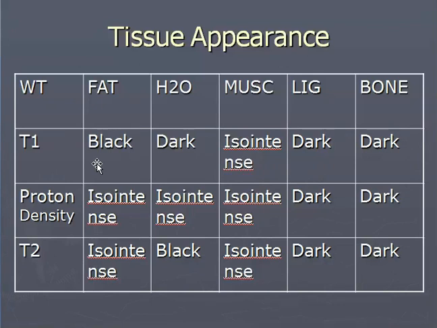Now we come to the T2 weighted image, in which fat appears iso-intense. Actually, iso-intense means iso-intense to the gray matter. For example, if we are taking the images of the brain, water will appear bright, and here there is a mistake, it's written black, but it should be bright. Muscle iso-intense, ligaments dark and bone dark.